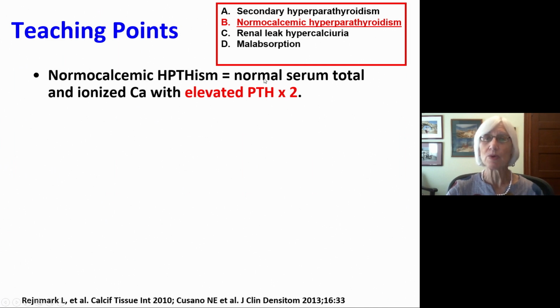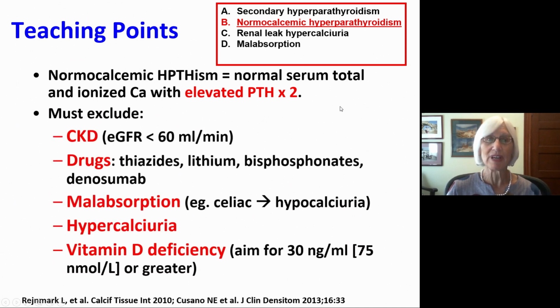This is when you have normal serum total and ionized calcium, but elevated PTH on at least 2 occasions. This lady had 3 elevated PTH levels. This is a diagnosis of exclusion.